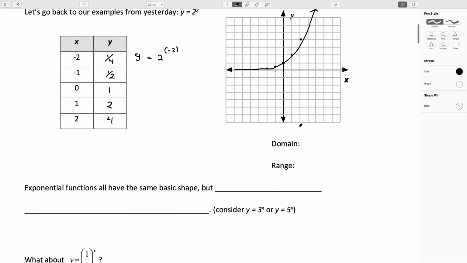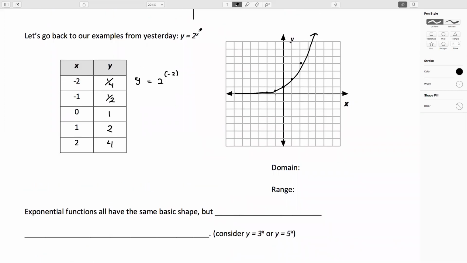As far as the domain goes, you're not breaking any rules when you put something in an exponent. So you can have any x, so x is all real numbers. As far as the range goes, there is a restriction. You can never make 0 by putting an exponent on a number, and you can never make a negative by putting an exponent on a number. You can see that in the graph. So y must be strictly greater than 0 in this case.